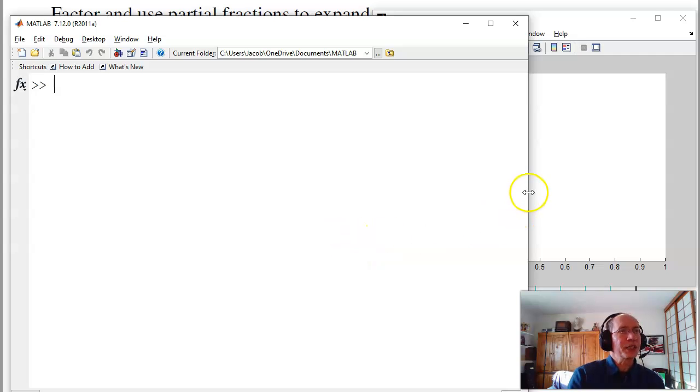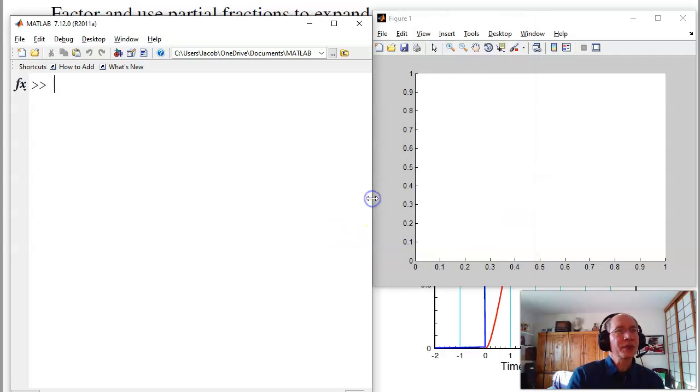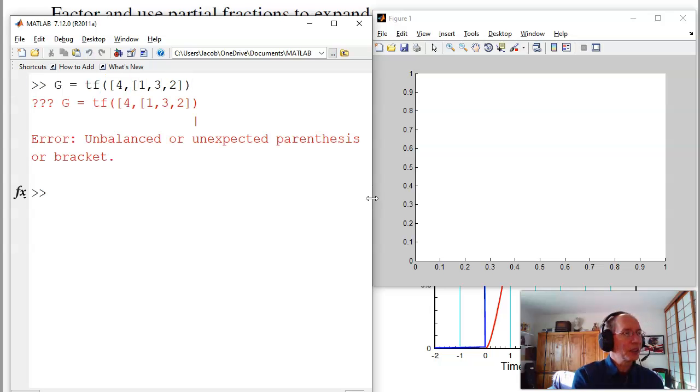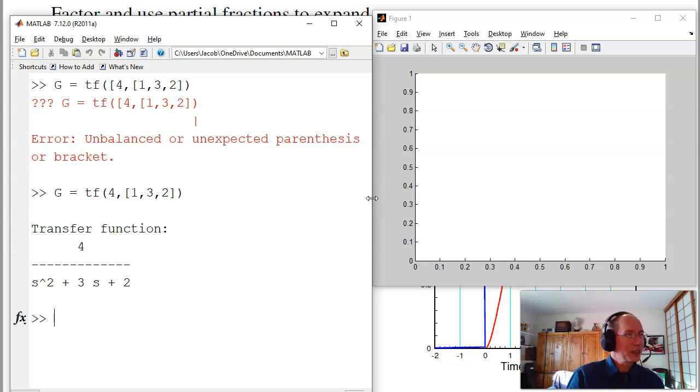Clear my display. I want to input the system in MATLAB, and that system was 4 over s squared plus 3s plus 2. So g is the transfer function. 4 is the numerator. Denominator is 1, 3, 2. And input it correctly. So there's g of s.